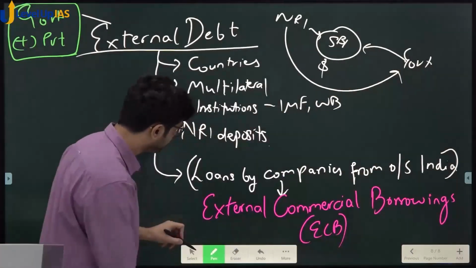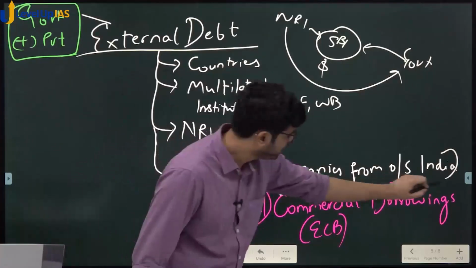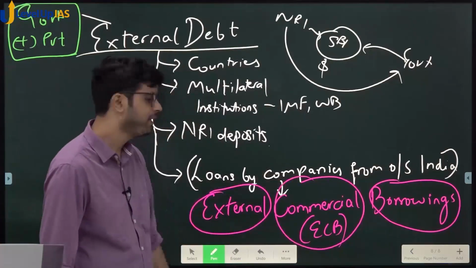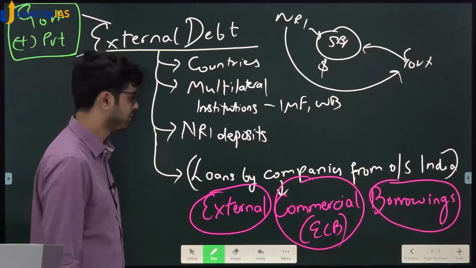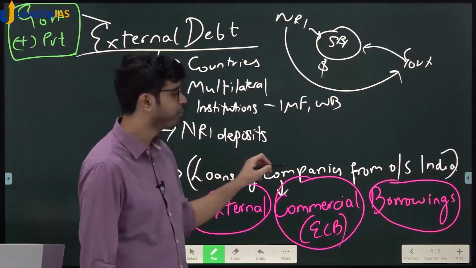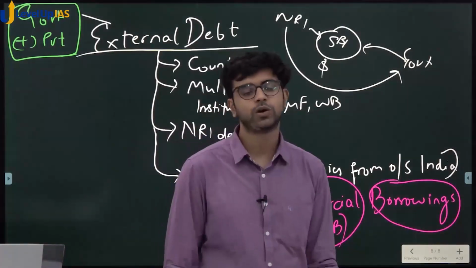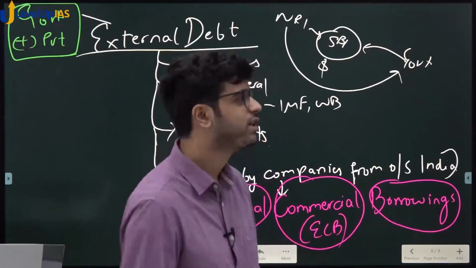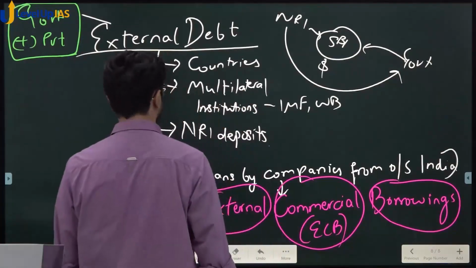Is the name understood? It is external. It is a borrowing. Done by whom? Commercial entities, companies. So this is called external commercial borrowings. Okay? So don't write loans by companies from outside India. It sounds very desi, very crude, very rudimentary. Please write polished language in economics. So you should write external commercial borrowings.